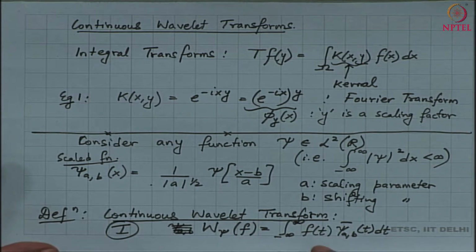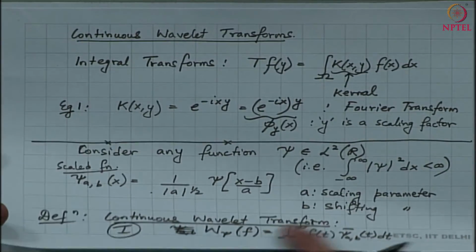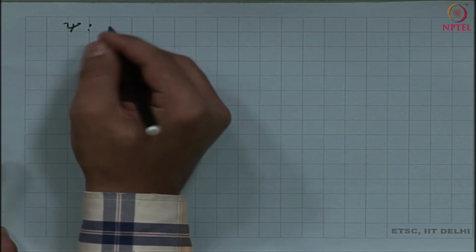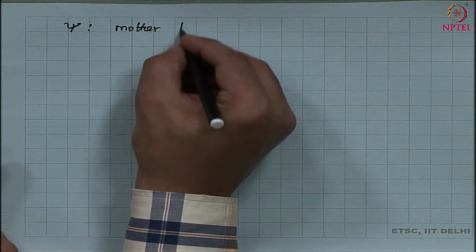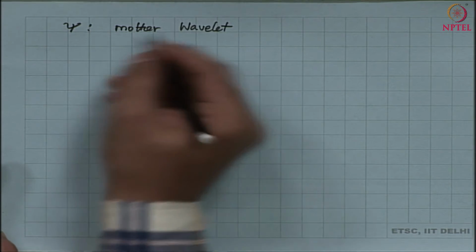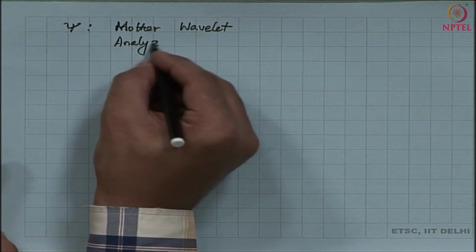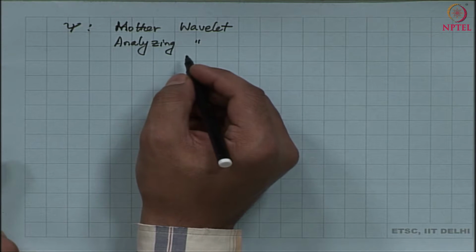Okay. So, now in this case, note that I have taken a conjugate of this function psi. In general psi can be a complex function and we can take its conjugate. Okay. So, before moving ahead, this psi is known as the mother wavelet. So, psi is the mother wavelet, or it is also called the analyzing wavelet.